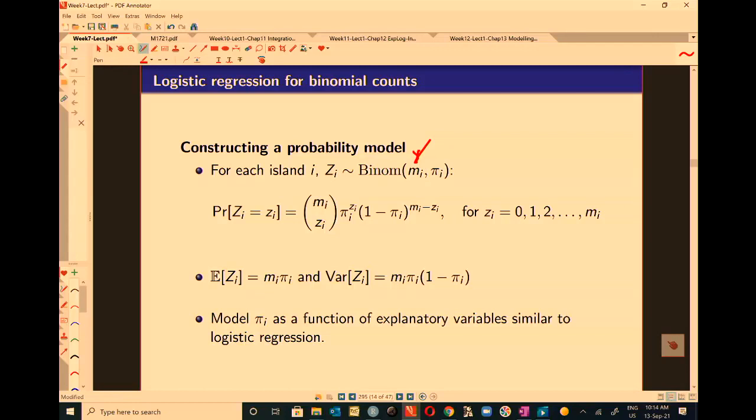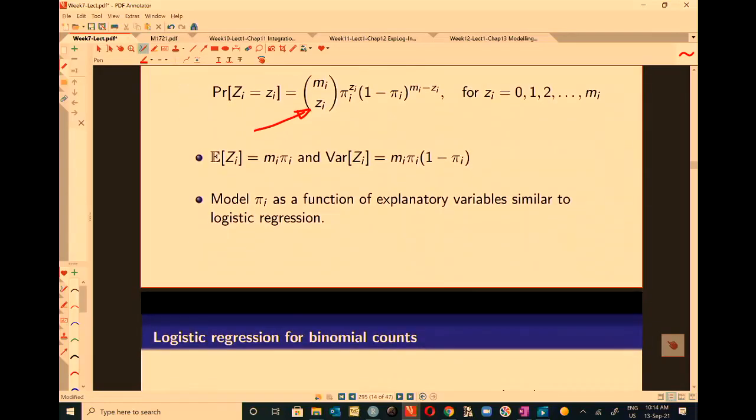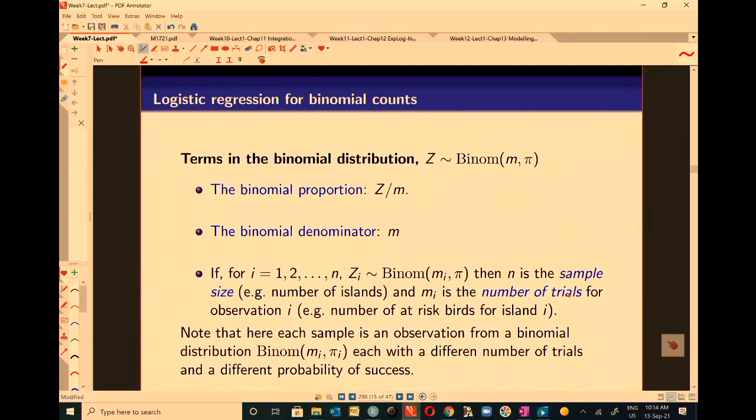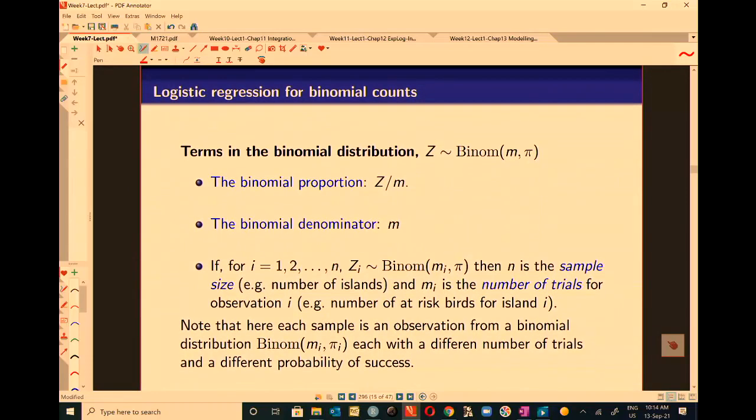So mi is the number of birds that are on the island and at risk, and pi i is the probability of being extinct. When you're trying to link that to the area of the island, this is the usual binomial probability mass function. The mean is going to be mi pi i, and the variance is of course mi pi i (1 minus pi i). We're going to model pi i as a function, a usual logistic regression function, of the actual data we have, which is the covariates.